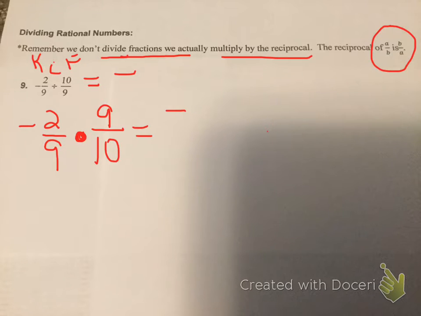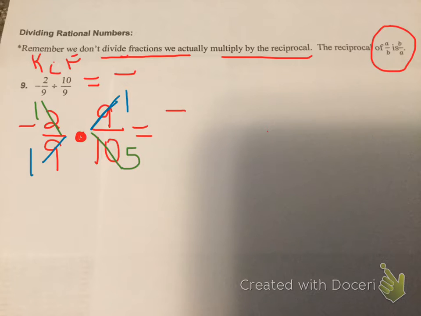Now, you could do your cross-canceling if you'd like. Both 9 and 9 are divisible by 9. So 9 divided by 9 is 1, 9 divided by 9 is 1. You could do that. They cross-cancel each other out. You can also cross-cancel the 2 and the 10. 2 and 10 are both divisible by 2. 2 divided by 2 is 1. 10 divided by 2 is 5. And then you could just multiply straight across.